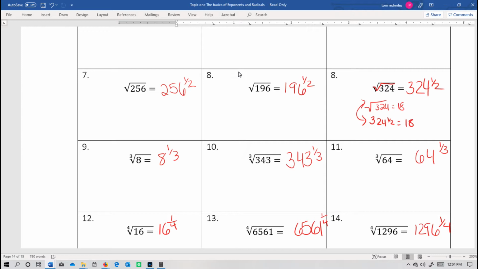So again, it's just rewriting it in a different way. We're not solving anything. We're not doing opposite operation. All of these was just rewriting it in a different way. So now I want to do question 9.